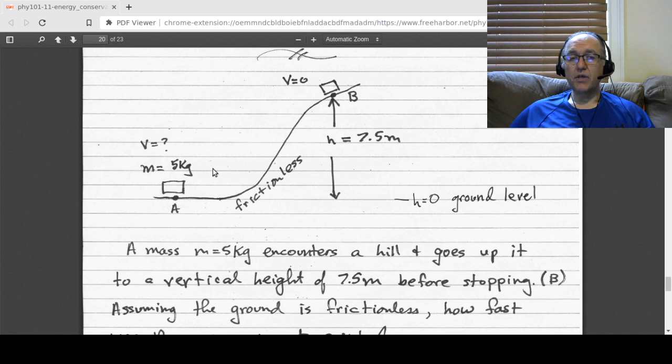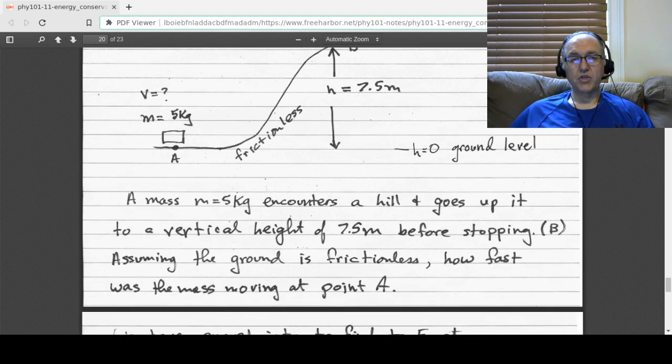Okay. I don't tell you the initial velocity. That's what I want you to calculate. All right, so there's the picture. Let me read the English here. A mass of 5 kilograms encounters a hill and goes up it, a vertical height of 7.5 meters before stopping. Okay, so it goes up 7.5 meters before stopping. That's point B. Assuming the ground is frictionless, so all the way along it's frictionless, how fast was the mass moving at point A? All right.